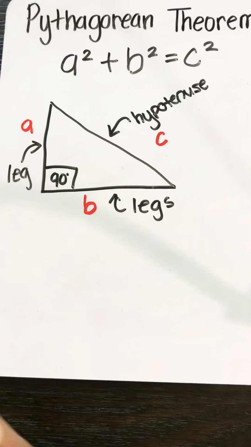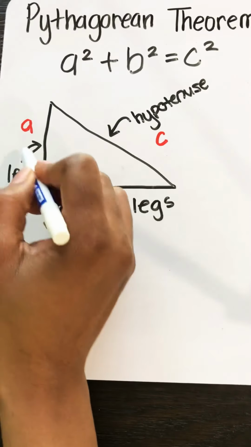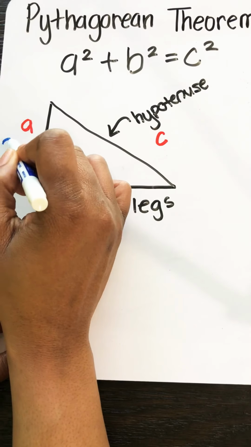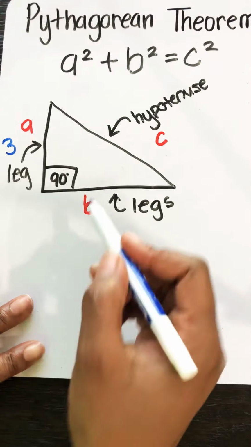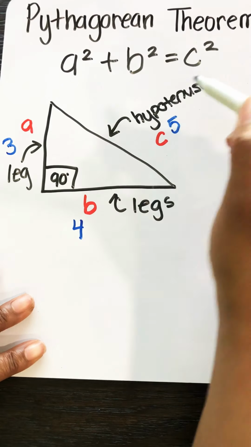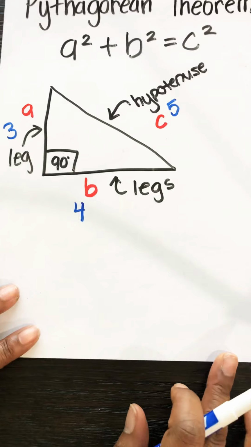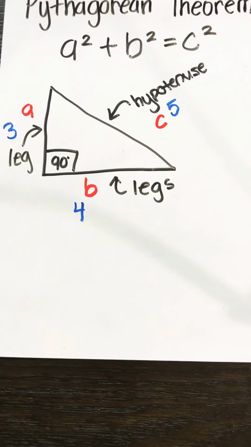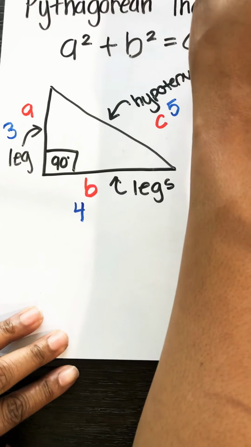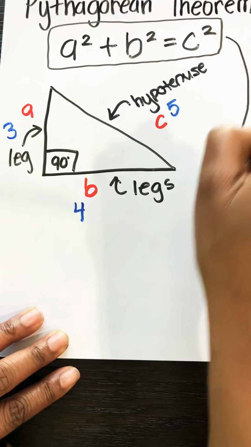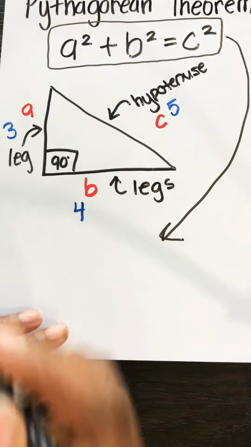Well, let's test it out and see. Let's say that the length of our A is 3, and then the length of B is 4, and then the length of our hypotenuse is 5, our C. So if we take Pythagorean theorem, let's take our rule, this here, and we're going to apply it here using 3, 4, and 5.